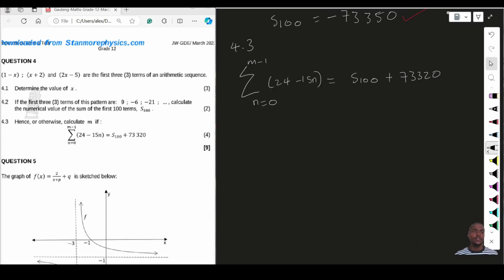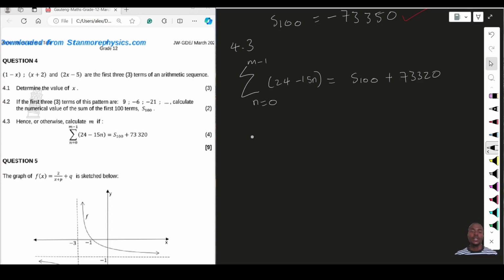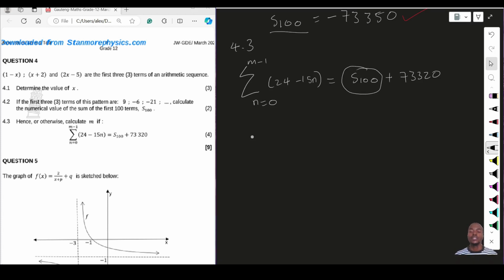Let's look at 4.3. It says, hence or otherwise, calculate m if the sigma, then they give you from n equals 0, then it ends at m minus 1, Tn there, it's 24 minus 15n, and it equals S100. We already found S100. Then plus 73,320. So what is important here? Let's say we have a sigma, n equals 0, then it ends at 8. Then I ask you a question, how many terms are in this sigma?